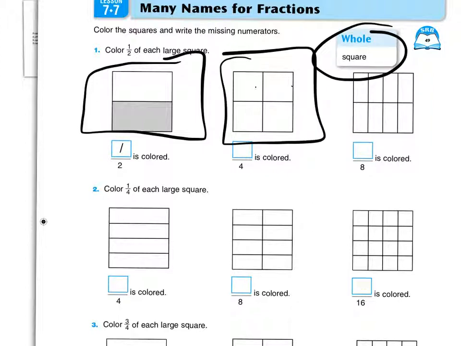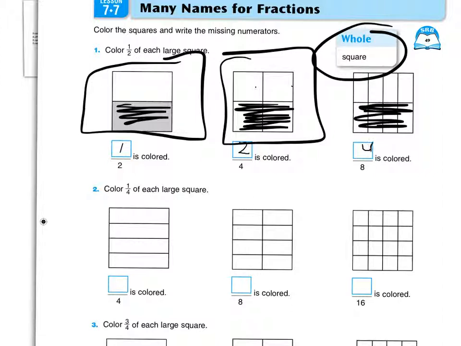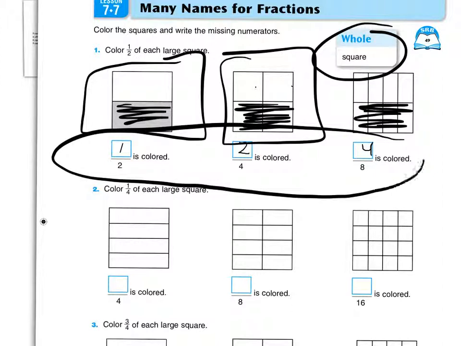Okay? Number 1 says color half of each large square. This one is already done for you. 1 out of the 2. Next one, there's 4. So you're going to have to color 2 out of the 4, because they want you to color half. Okay, next one, there's 8, but you're going to color 4 out of the 8. And that tells you that all 3 of these are what? Hopefully I hear you when I'm teaching my lesson next to you. Equivalent fractions.